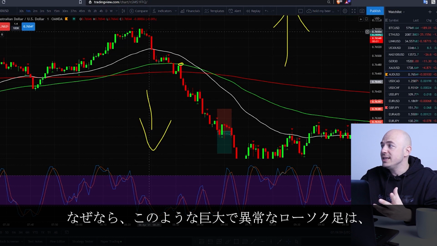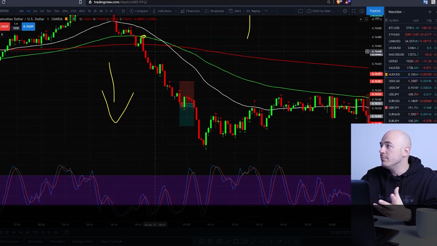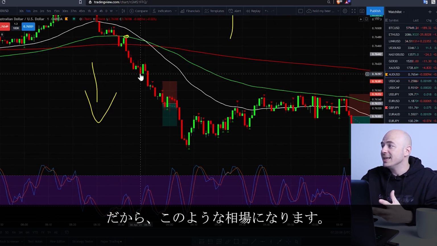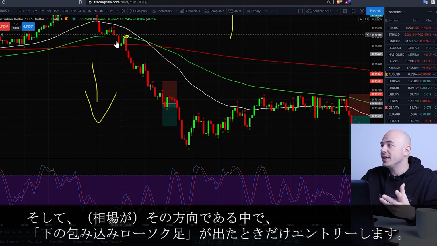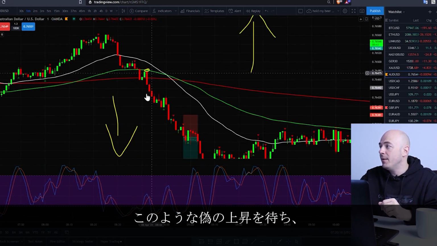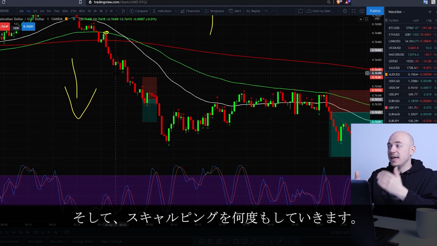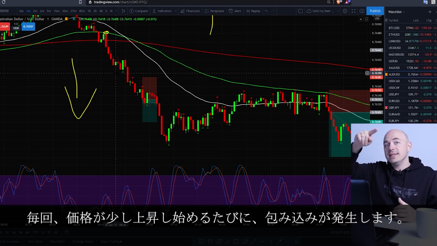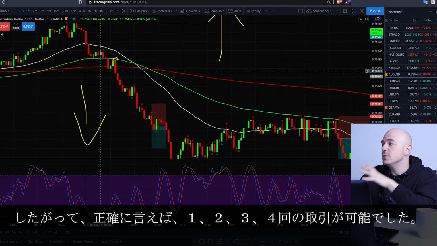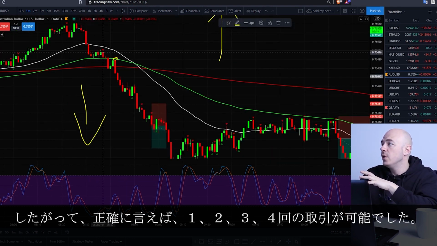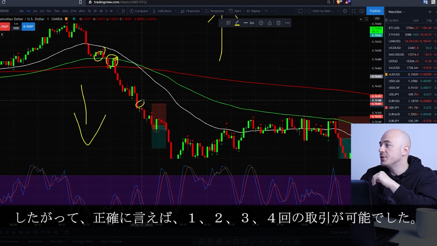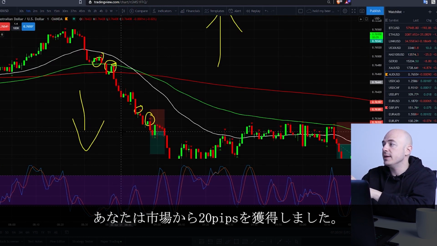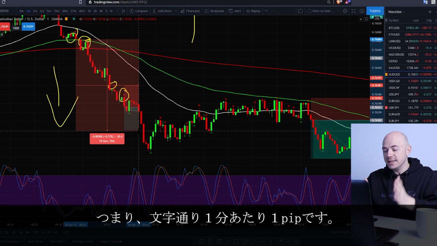You can tell that because you'll see these massive candles. These are massive candles on a 1 minute time frame, and you can see the momentum going down. So you get in a market like this, and you only get in on the bearish engulfing candles in that direction. You wait for these fake pump outs and then a big fat engulfing, and you scalp, scalp, scalp. You can get 3 or 4 trades in on this one move. Every time it starts to dip up, you get an engulfing, and then you continue down. So technically on this, we could have had 4 trades at 5 pips each. You got 20 pips out of the market, and you got all of that in 26 minutes. So that's literally a pip a minute.